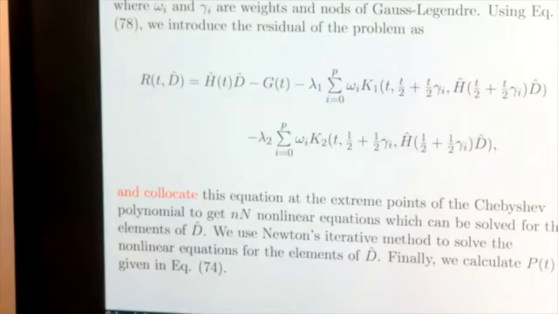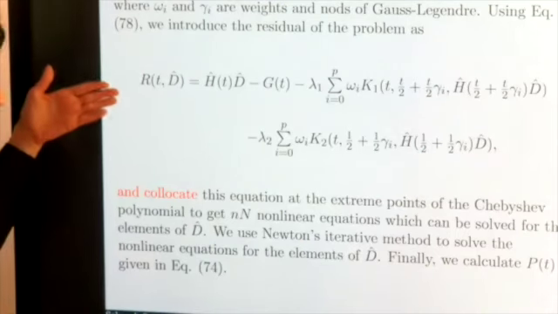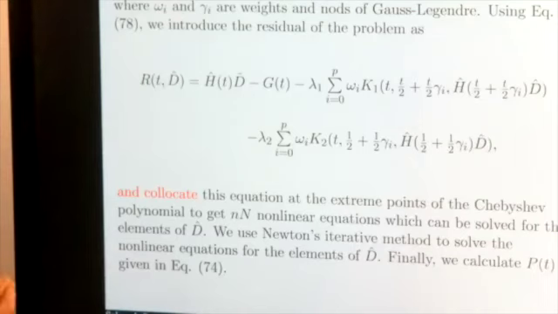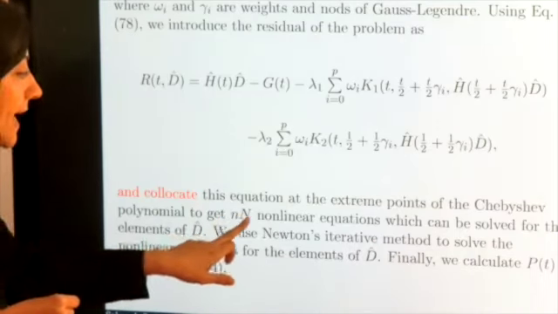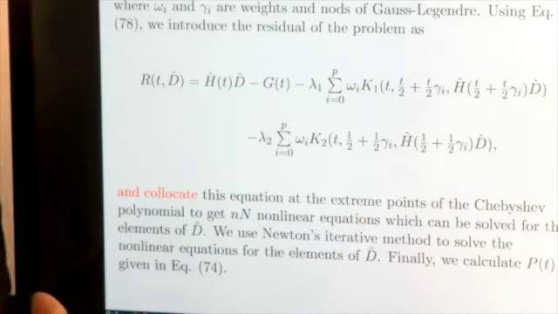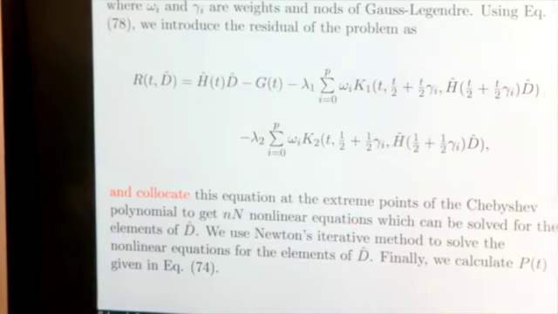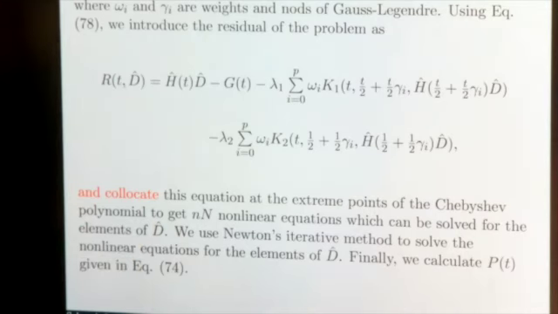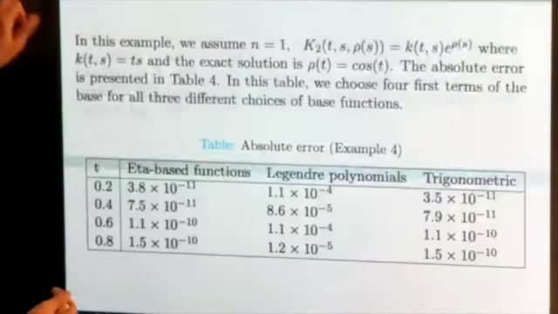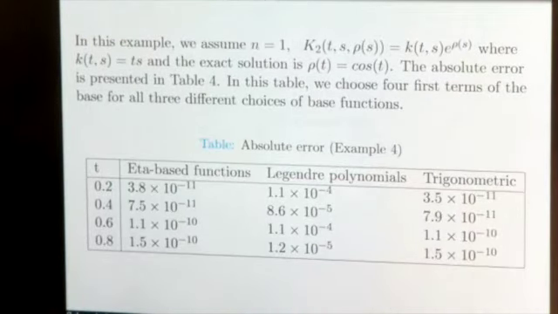Now we collocate this equation at the nodes of Chebyshev polynomials. We can have an n times n nonlinear equation which can be solved for the elements of the hat by using Newton's iterative method. Here I have some examples for you.